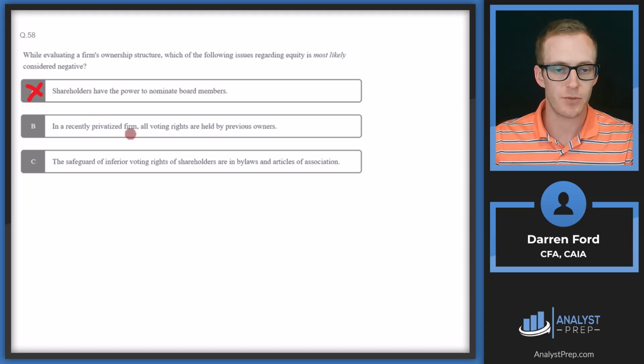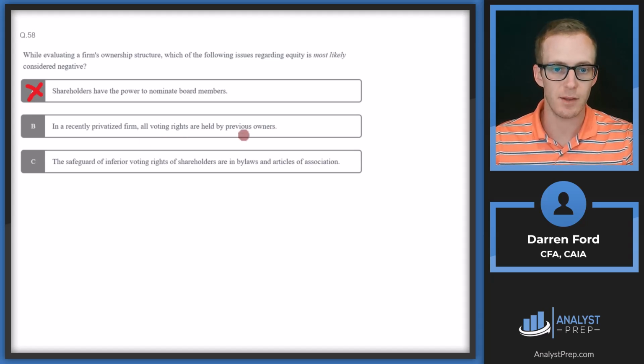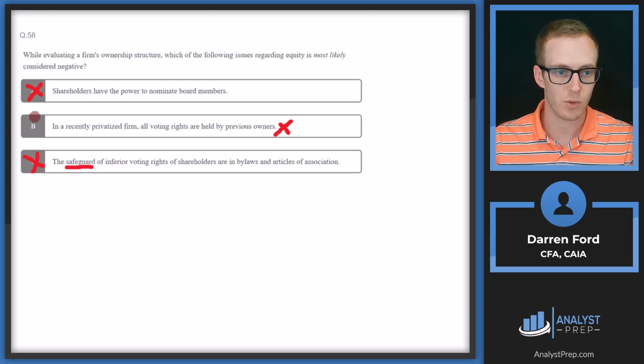B, in a recently privatized firm, all voting rights are held by previous owners. This sounds like it could be a negative if contrasted with A. If we're not able to get new board members on or advocate for other things as shareholders, then the previous owners are going to be completely in control, which could potentially be a negative. So I would lean towards answer B as our answer so far. And C, the safeguard of inferior voting rights of shareholders are in bylaws and articles of association. Safeguarding voting rights, this is going to be a positive, so I would lean towards B being our best answer here, being the most negative thing.